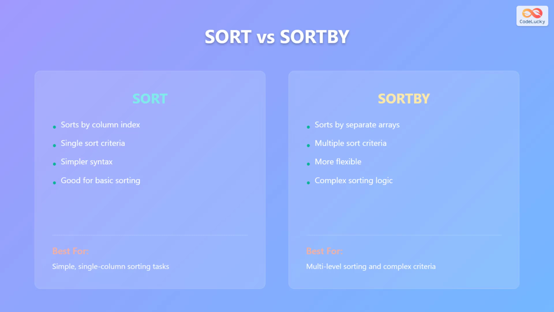Let's compare the sort and sort by functions. The sort function sorts by column index, uses a single sort criteria, and has a simpler syntax, making it good for basic sorting tasks. It is best for simple single-column sorting tasks. On the other hand, the sort by function sorts by separate arrays, allows for multiple sort criteria, is more flexible, and is suitable for complex sorting logic. It is best for multi-level sorting and complex criteria.